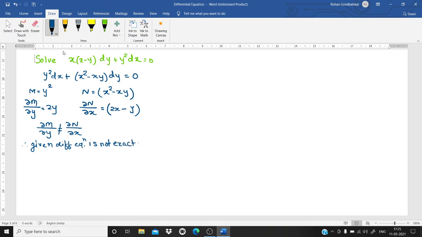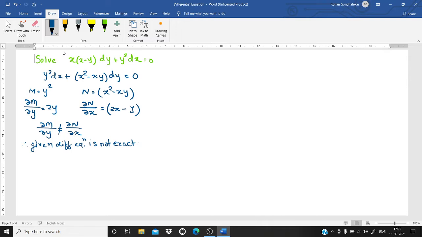Now, as it is not exact, we can reduce it into an exact differential equation. How we can reduce it? By calculating the integrating factor. So for that we need to calculate the integrating factor. We discuss only the first rule of it, then the rest of the rules we discuss in the later part of this video series.